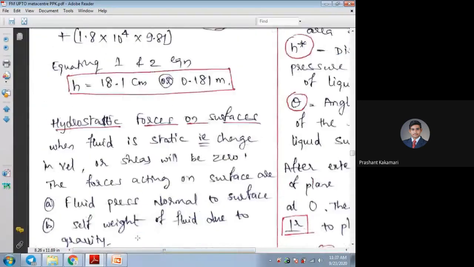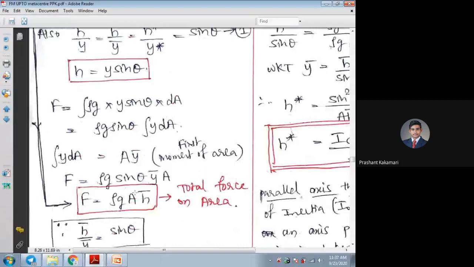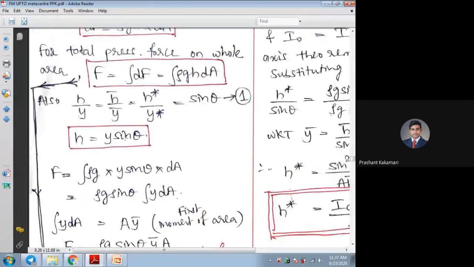So what can we write? I can write h equal to y sin theta. I can write h bar equal to y bar sin theta, or I can also write h star equal to y star sin theta. I hope you are understanding.